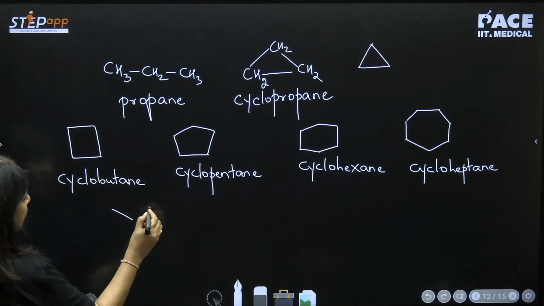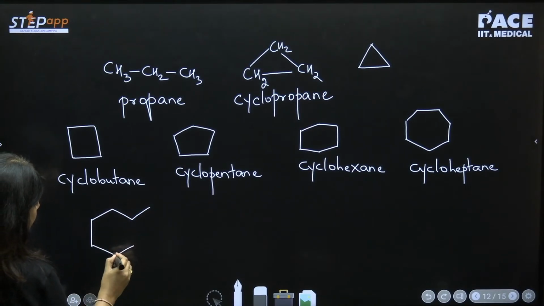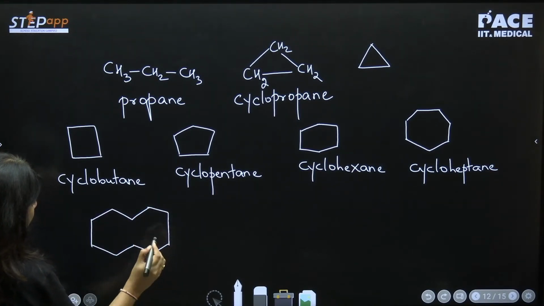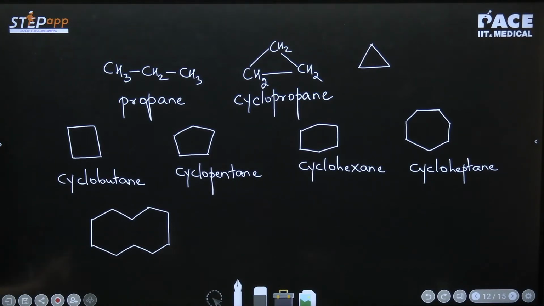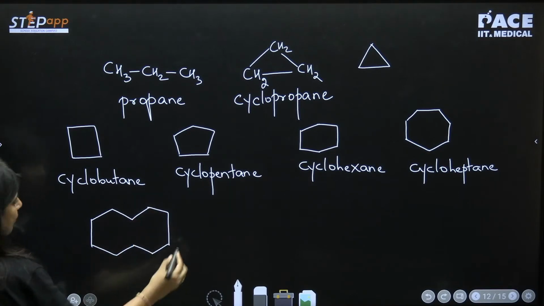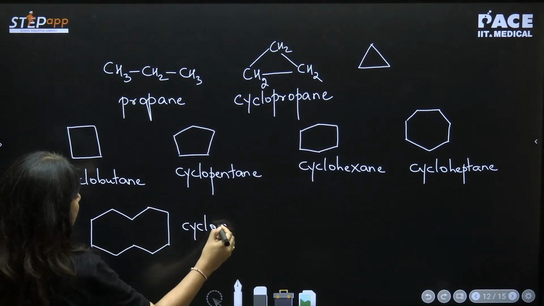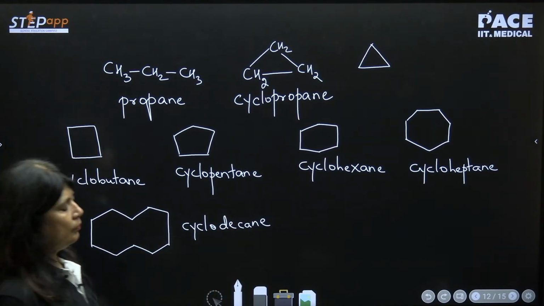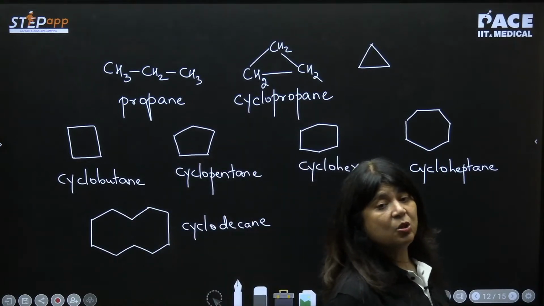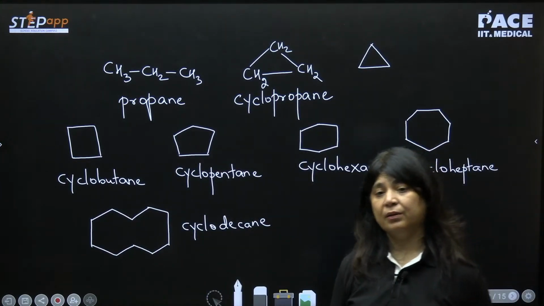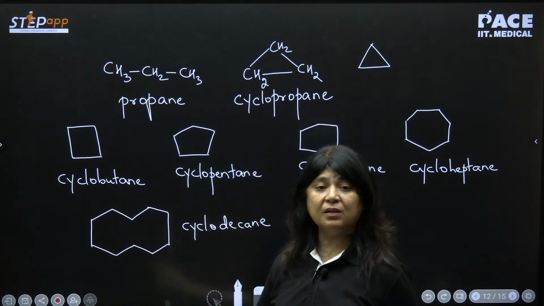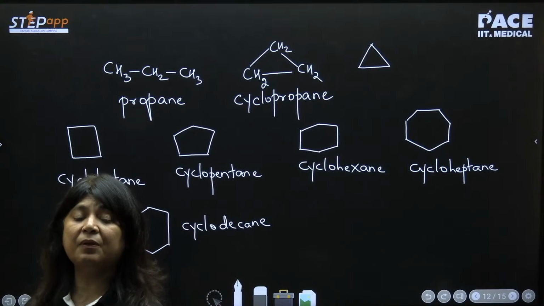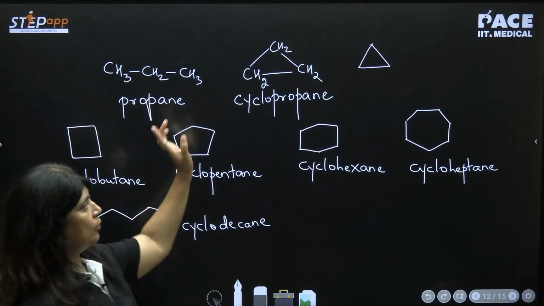Now what if I show something like this? This is also a cyclic compound with a total of 10 carbon atoms: 1, 2, 3, 4, 5, 6, 7, 8, 9, 10. So this is cyclodecane. So the primary prefix tells you whether your compound is cyclic or open chain. Cyclic compounds would have a primary prefix, that is cyclo. There won't be any primary prefix before an open chain compound.